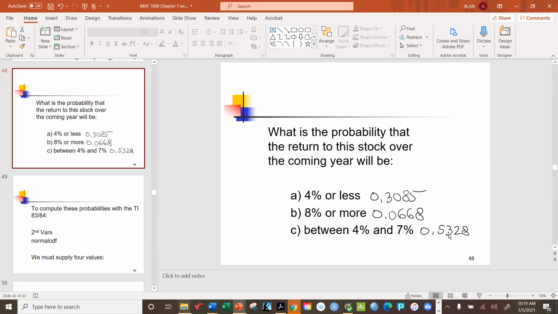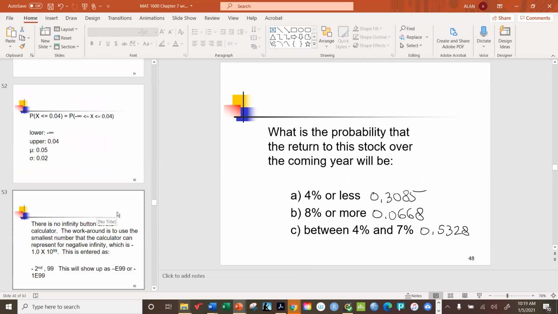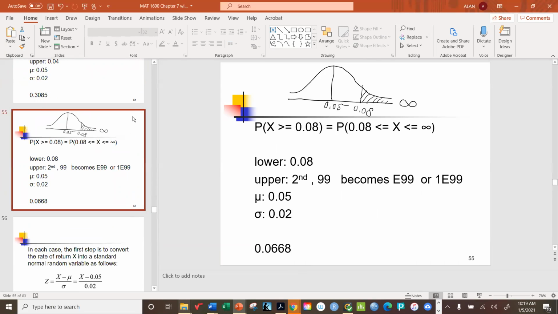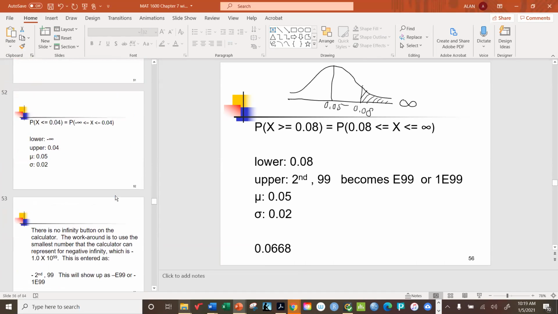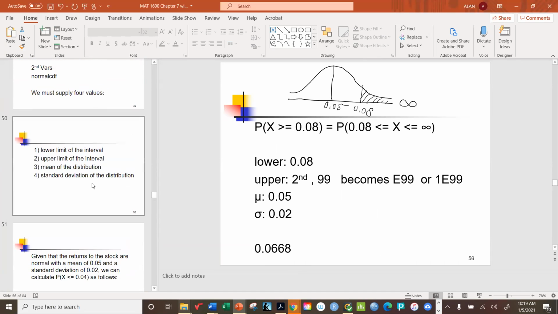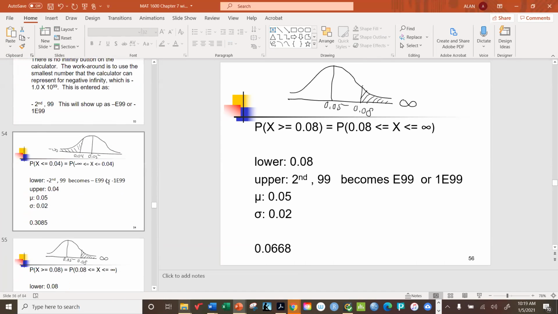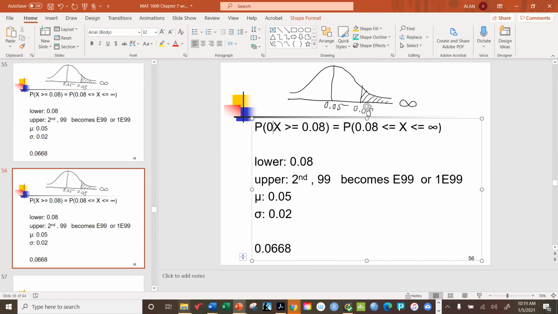Occasionally, there's a chance that you might get a slightly different value in the calculator, but that would be because the tables can only show a certain number of values. And then finally, we'll finish up with the last one, where we had to calculate the probability that X is between 4 and 7%. Okay, between 4 and 7.